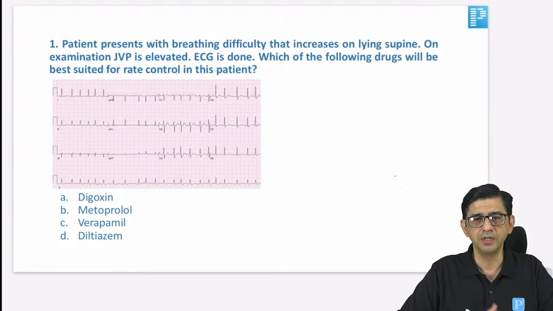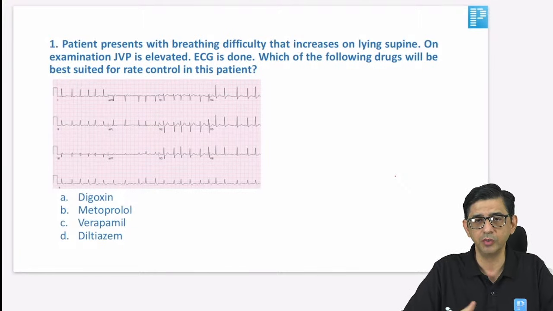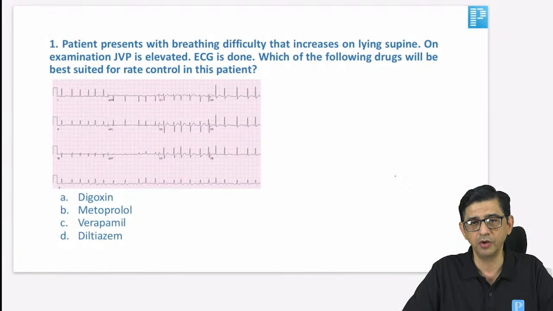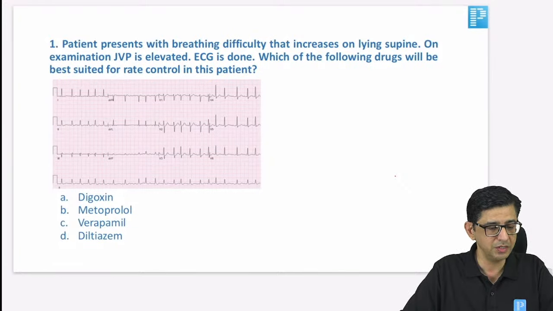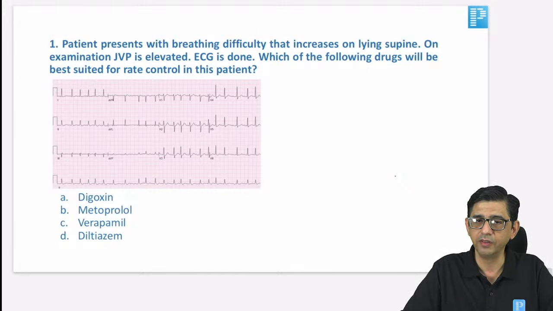This question is from the cardiovascular system, as was requested. We are going to do a couple of ECGs today, which will let us know how well sorted you are as far as these ECGs and their interpretations are concerned. I've also included a couple of scenarios which would let you know whether you have read about them properly or not.